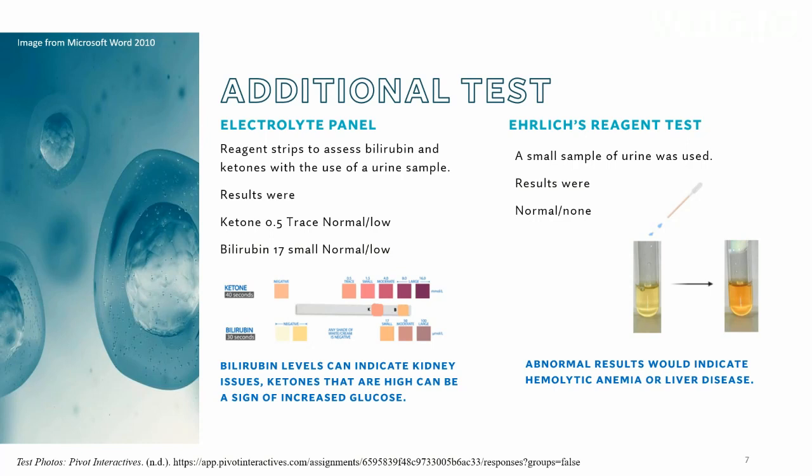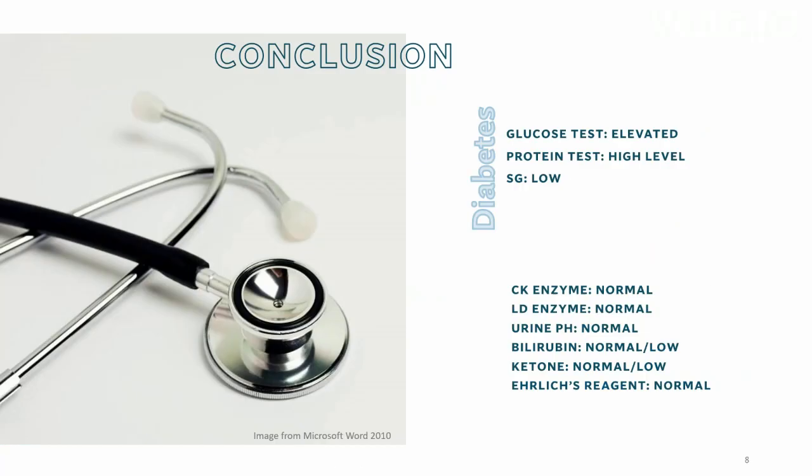The last clinical test completed was the Ehrlich's reagent test. For this, a small sample of urine was used. Results showed a normal/none indication. If this was abnormal, it could have indicated hemolytic anemia or liver disease.